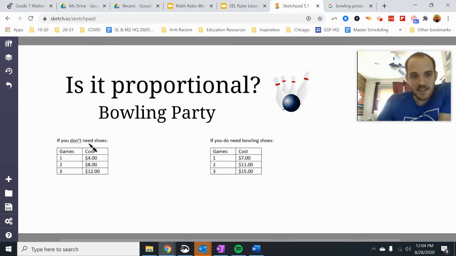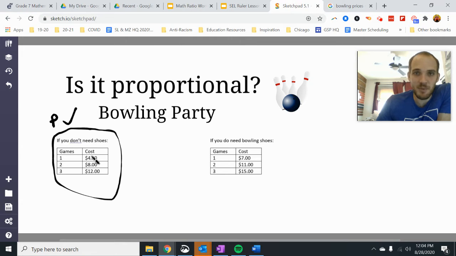What do you notice if I don't need shoes about the cost in the games? How much is each game? If you said $4, you're correct. This is something that I would want to circle and call a proportional relationship. So yes, this is proportional. And the reason it's proportional is because every game, the cost is proportional to the number of games.